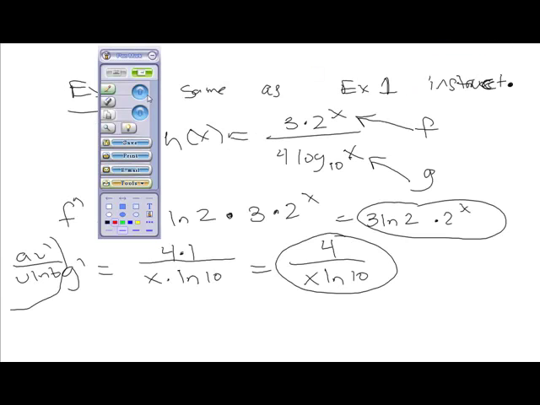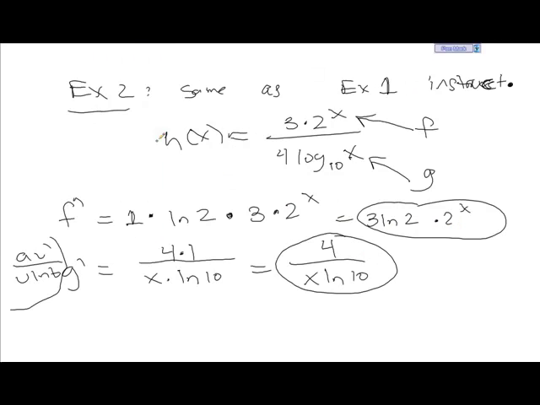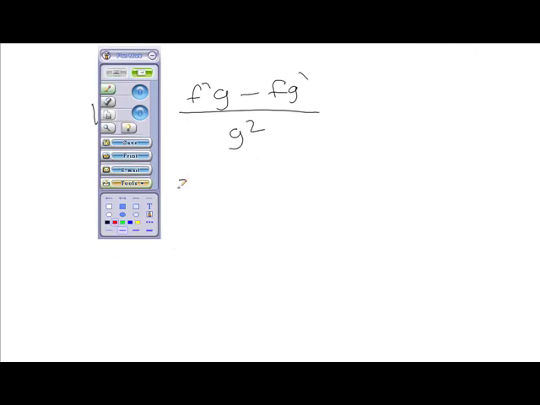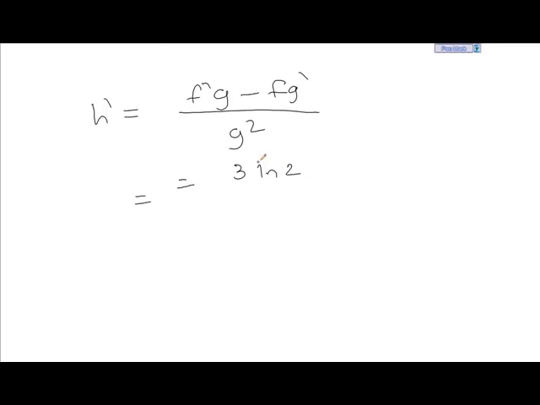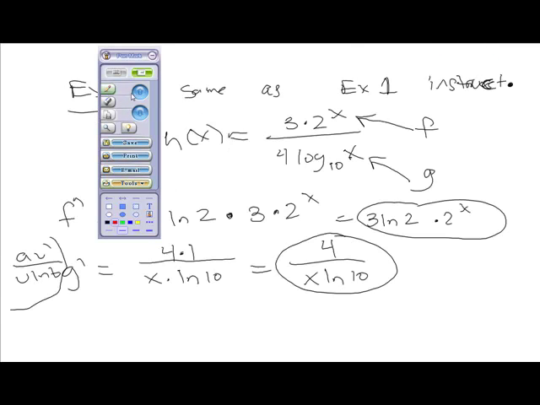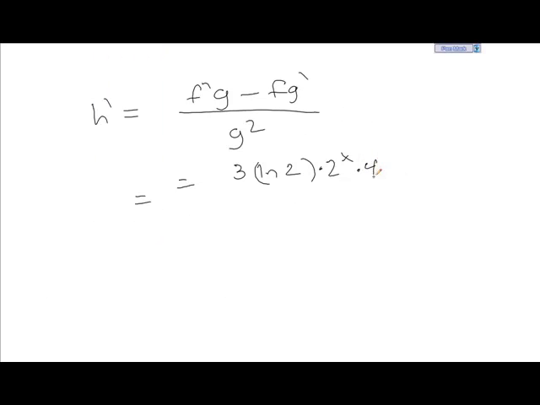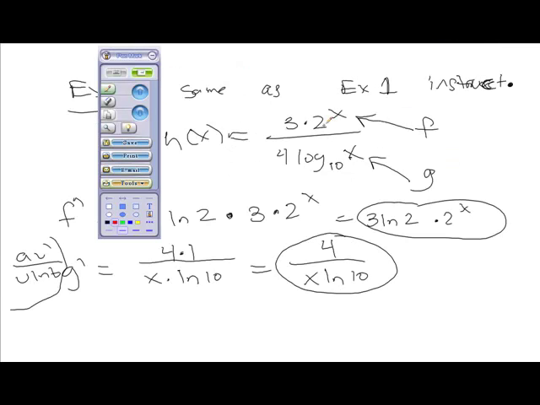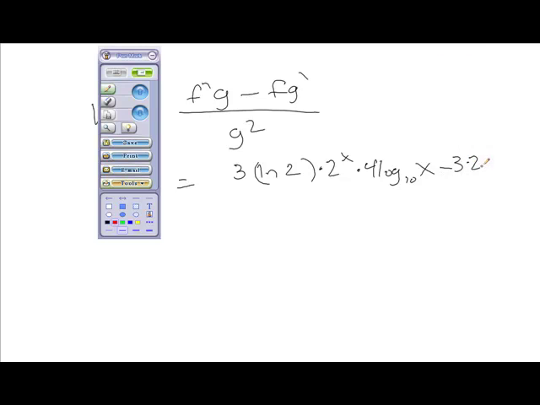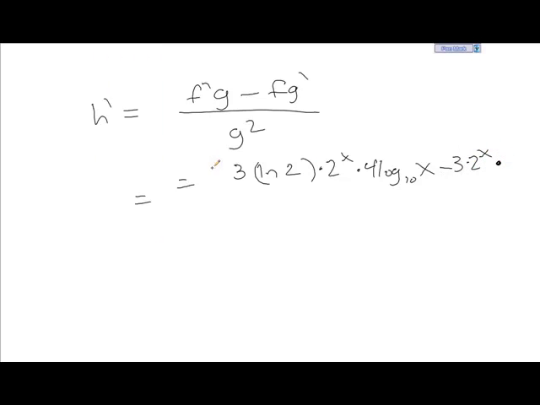So my f prime, backing up, is 3 ln 2 times 2 to the x, so equals 3 ln 2, I'll put that in parentheses, times 2 to the x. G, what's g? G is 4 log 10 of x, so times 4 log base 10 of x, minus my f, which is 3 times 2 to the x, times, and you can put parentheses around these functions if you want, so that you know what f prime and g are, and there's f and times g prime.